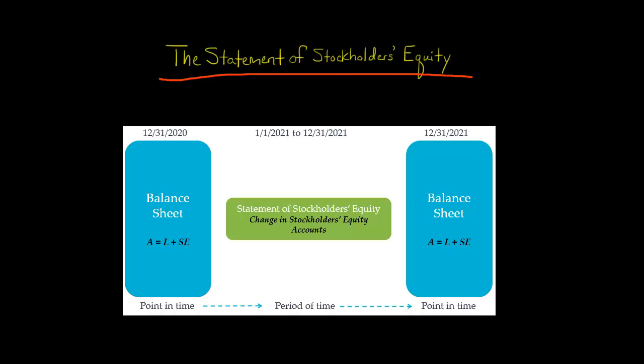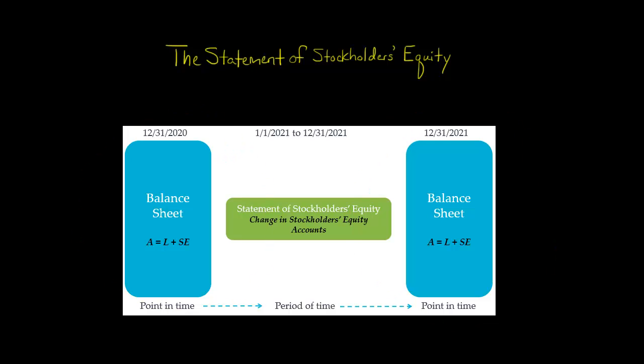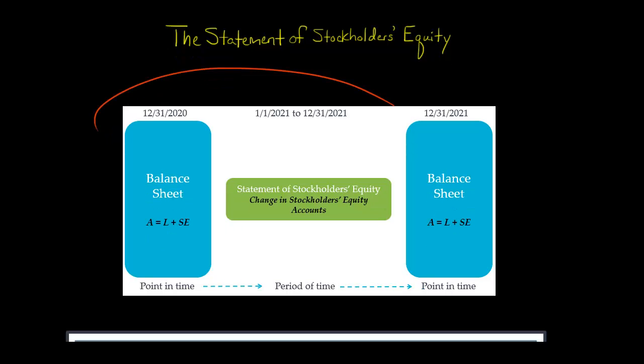The statement of stockholders' equity is important because it tells you why a company's equity accounts changed from one balance sheet date to the next balance sheet date. If you look at a company's balance sheet as of December 31st, 2021, you'll see all its different stockholders' equity accounts. You'll see common stock, retained earnings, and any other equity accounts the company happens to have. But it won't tell you why those accounts have increased or decreased since the last balance sheet date. And that's what you're going to find on the statement of stockholders' equity.